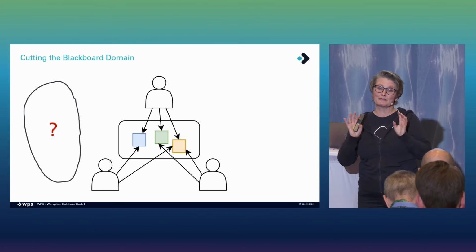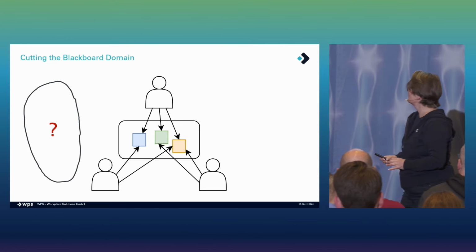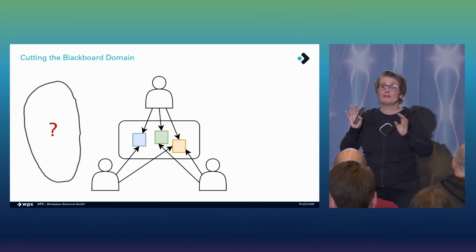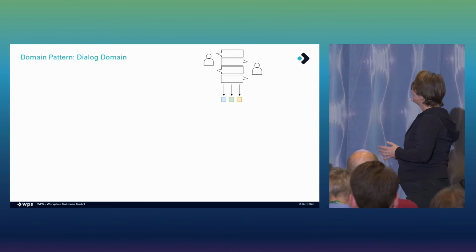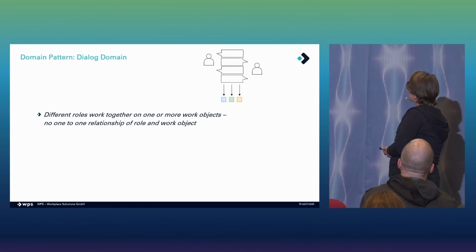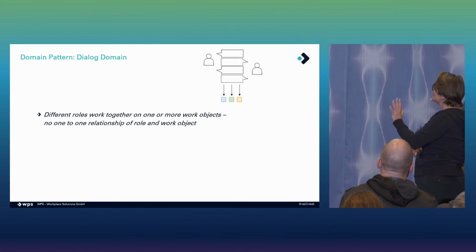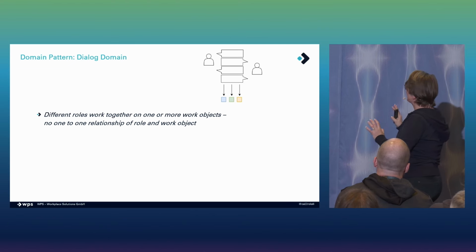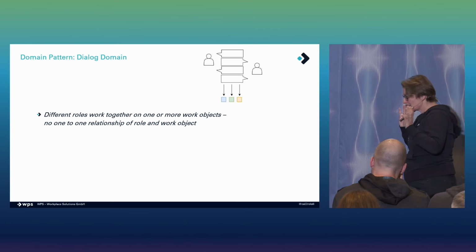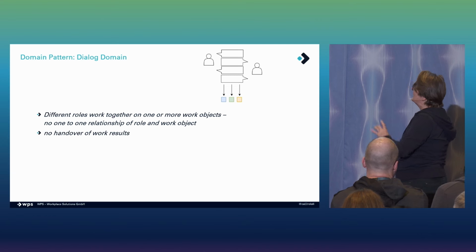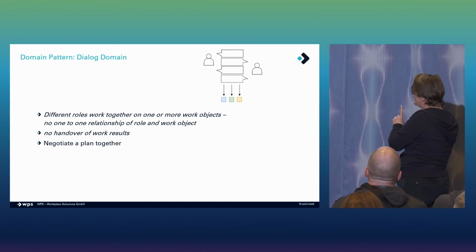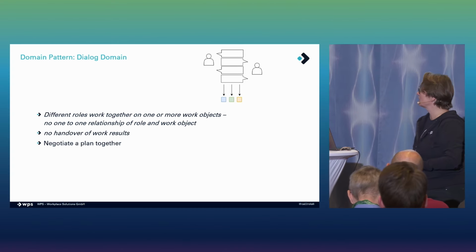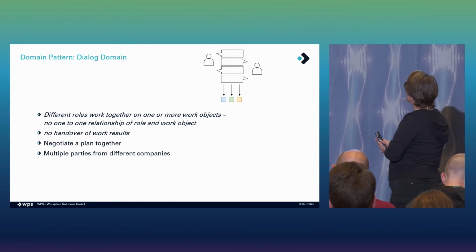And if you have an idea, I would love to hear it, because we have tried a lot of things, and by trying these different things, we found something that we call a dialogue domain. How does that work? You have different roles that work together on one or more objects, and there is no direct relationship between roles and work objects, and there's no handover of work results. But there is a negotiation of a plan between the people. They negotiate, they discuss. This is why we called it a dialogue domain.